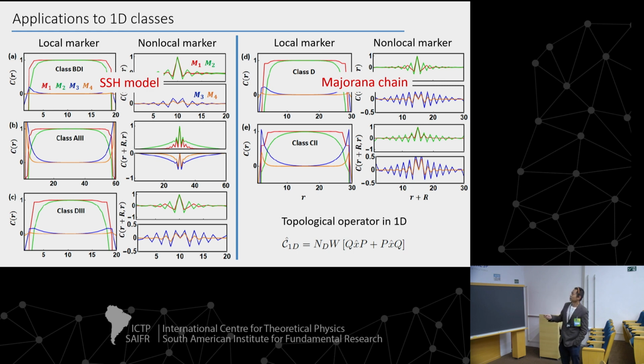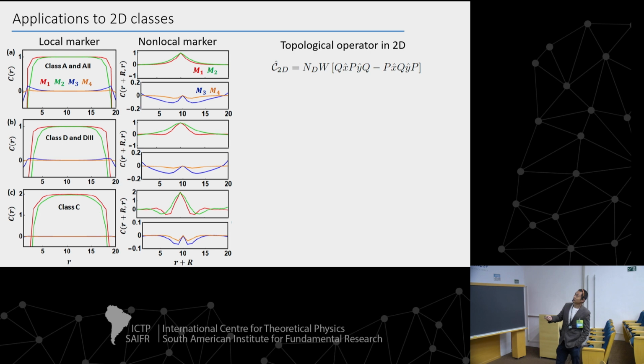And by the way, the topological operator in 1D looks like this. You have only one position operator, so you just take PQXP and the second one PXQ. And then you put whatever Dirac matrix that you did not use in front of it. And in 2D, it also works in the same way.